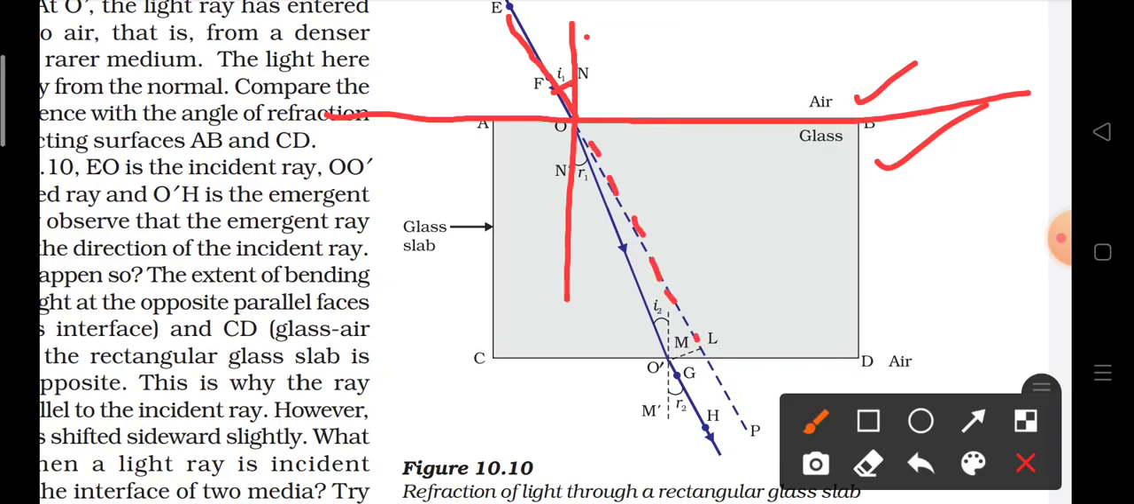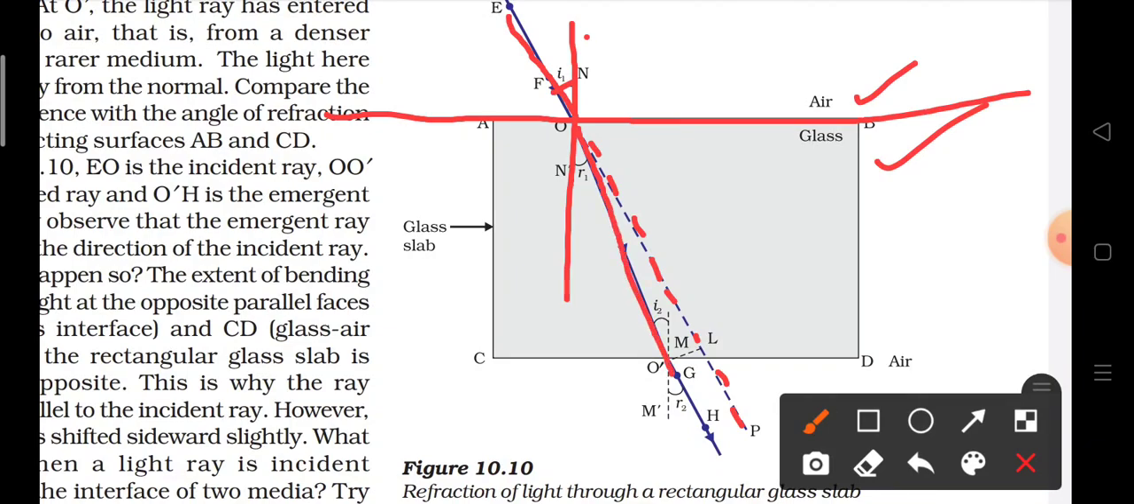But what actually happens is, when the light ray enters from the rarer medium to the denser medium, rarer means whose density is less as compared to the other medium. Now air is less dense than the glass, so when light enters from the rarer medium to the denser medium, जब एक लाइट रेयरर मीडियम से कम डेंसिटी वाले मीडियम से ज़्यादा डेंसिटी वाले मीडियम में जाती है, तो लाइट जो होती है नॉर्मल की तरफ बेंट हो जाती है.